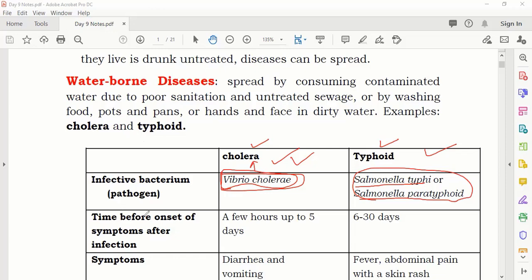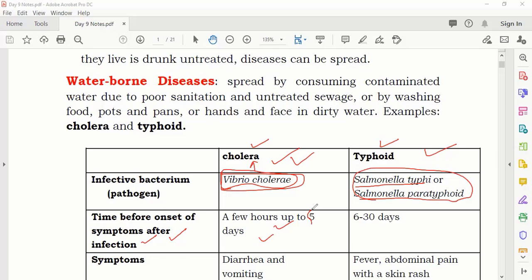And they're saying the time before onset of symptoms after infection. It means how long it takes for the symptoms to appear in a person. For example, if a person is infected, after how many days will the symptoms appear in that patient? For cholera, they're saying a few hours up to 5 days. You can see the symptoms in a person within 5 hours, or sometimes it takes even 5 days.